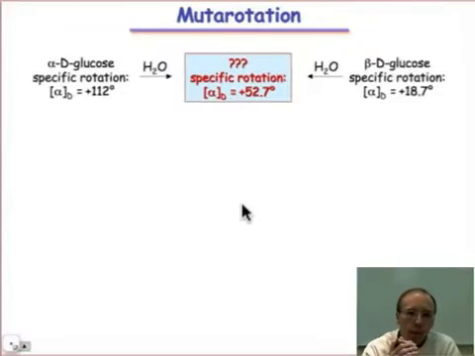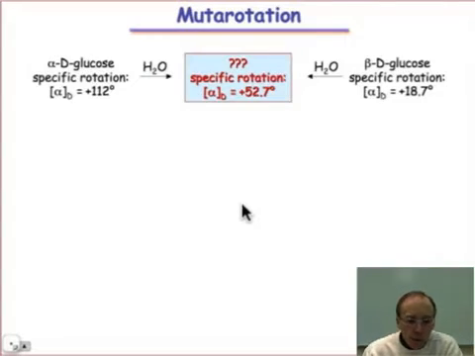Over the next 4 webcasts, we're going to take a look at some of the most important reactions of monosaccharides, and we'll begin with the process of mutarotation, which is an inversion of configuration of the hydroxyl group at the anomeric position. So the alpha form can interconvert to the beta and vice versa. And the way that this can be tracked, it can be followed by the process of specific rotation.